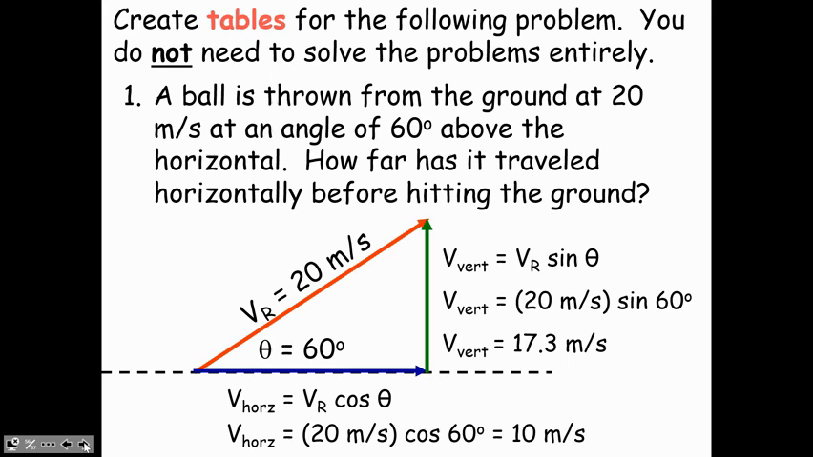So now that we've solved for the components of the resultant velocity, what do we do with them? Well, now we have a horizontal and vertical velocity, two different values that we can use in our horizontal and vertical tables. So just like before, we're going to create one table for the horizontal direction and one table for the vertical direction. And notice when we put these numbers into our table, you cannot use 20 meters per second. You cannot use the resultant velocity. You have to plug in the components that we just solved for.